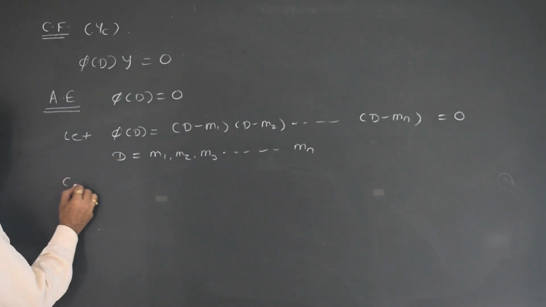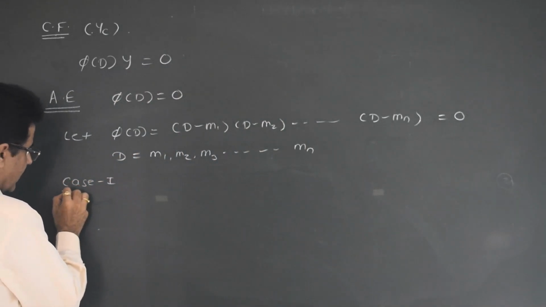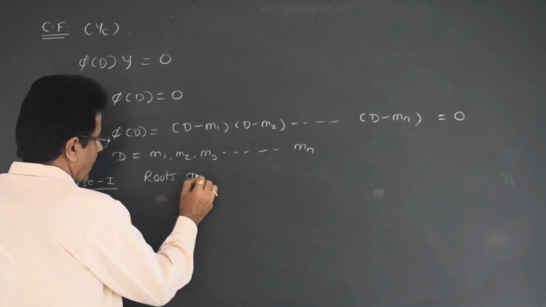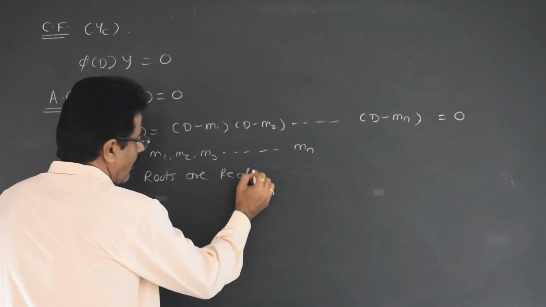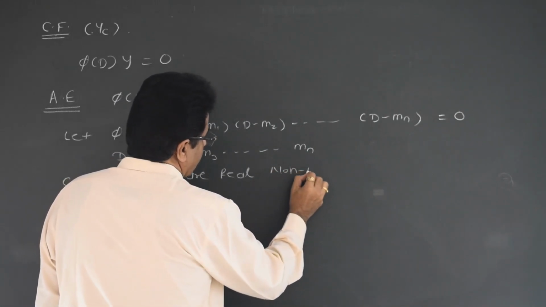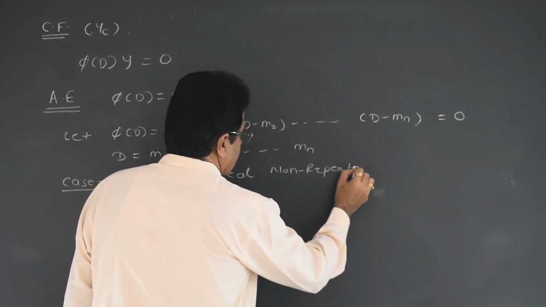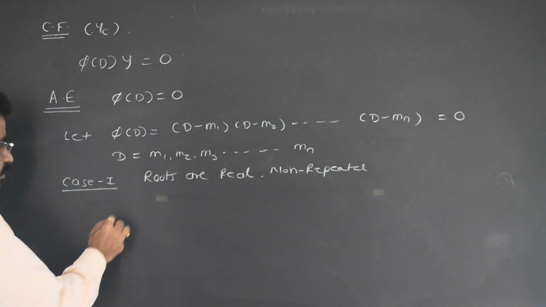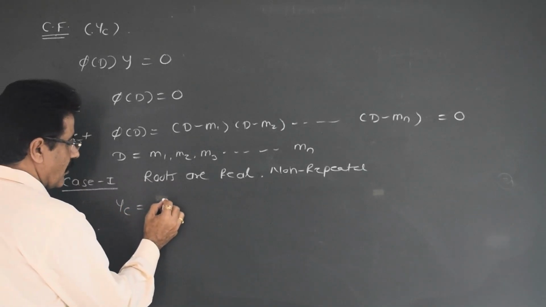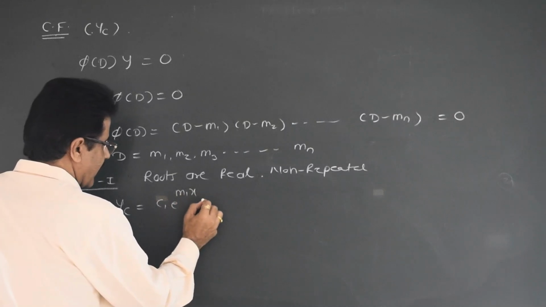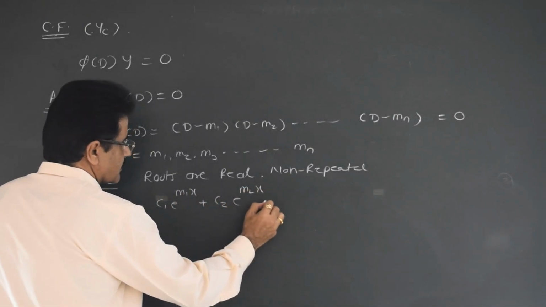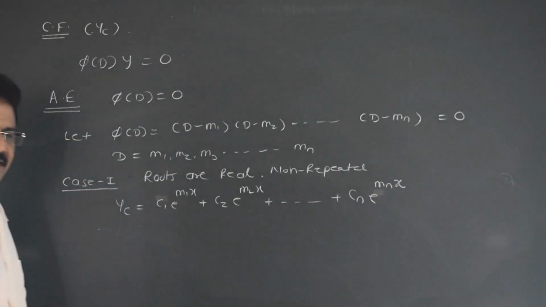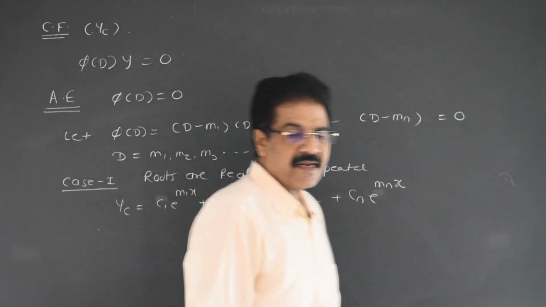Now there are 4 cases for understanding this yc. Case number 1 we will take when the roots are real and non-repeated. In that case the solution is given by yc = c1 e^(m1x) + c2 e^(m2x) + ... + cn e^(mnx). So this is case number 1 when the roots are real and non-repeated.